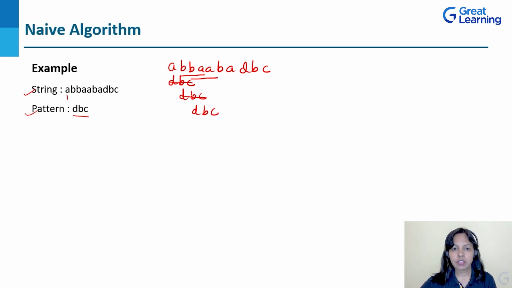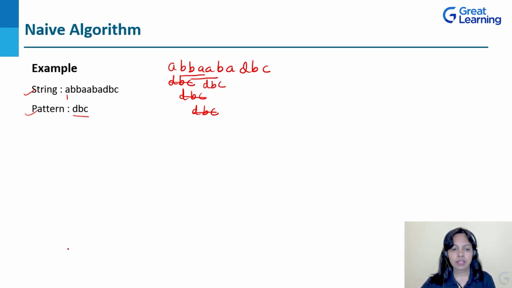Okay, so is it matching with these? D is matching with B? No, right? It means it is not matching. So what we'll do, we'll again move this one more character ahead. So now it will start from this location, D, B and C, right?